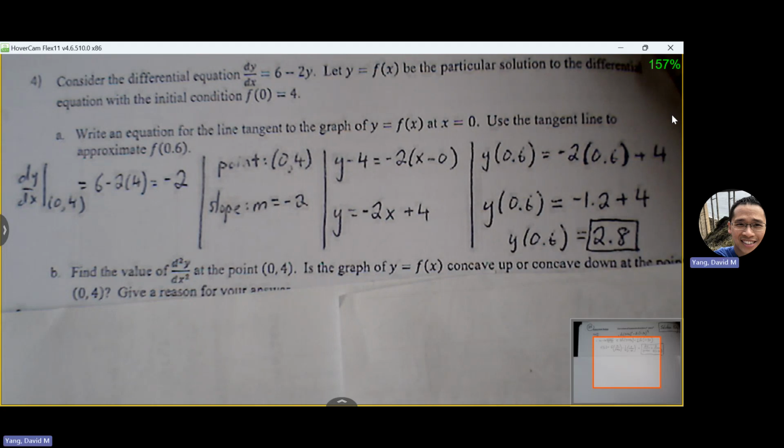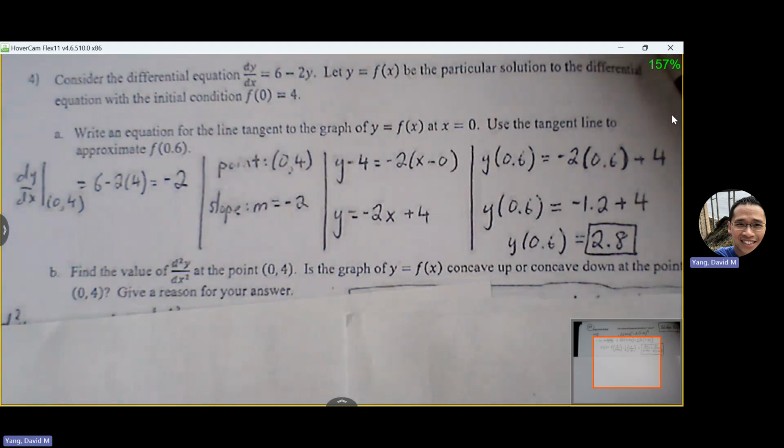Part B, find the value of d²y/dx². What is this asking for us to find? The second derivative, right? We already have the first derivative, so we just have to go one derivative down. So d²y/dx², 6 turns into 0. What does minus 2y turn into? Minus 2 dy/dx, right? It's basically implicit. You have y's in the equation, so the derivative is going to have to.